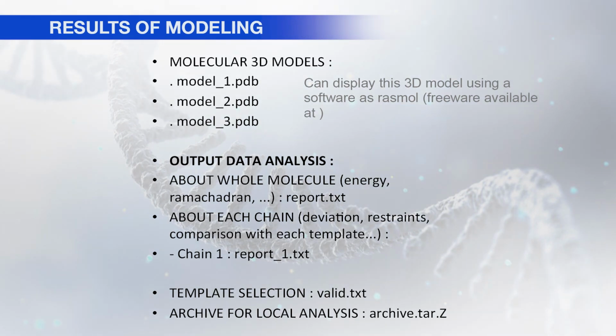Finally, the template selection valid.txt file will also be there to understand which template has been selected and how it has been reported. All these files can be utilized, analyzed and reported. Now, let us see what will be in the archives of local analysis. It will be given in archive.tar.gz format, so we have to unzip it and see what is in there.